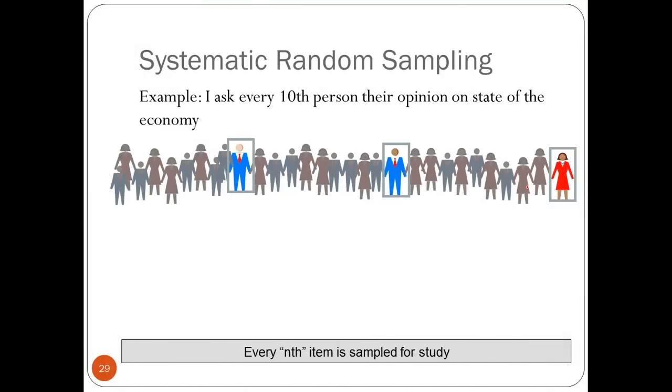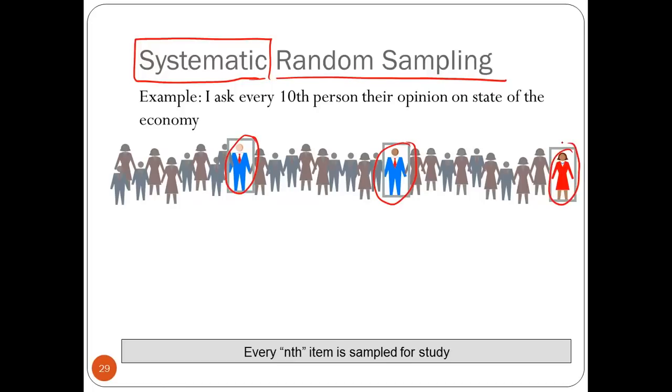As the name indicates, it is still random sampling but it is systematic. One example is, I ask every 10th person their opinion on the state of the economy. You start walking maybe at a university, and every 10th person you meet, you ask and get that data. That will be systematic because you are using a systematic approach, every 10th. You are not going by, say, the third one, then the 10th one or the 5th one and so on.